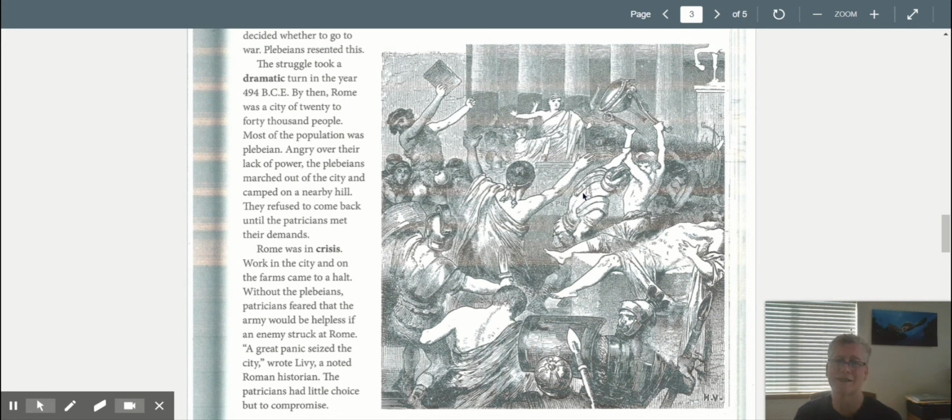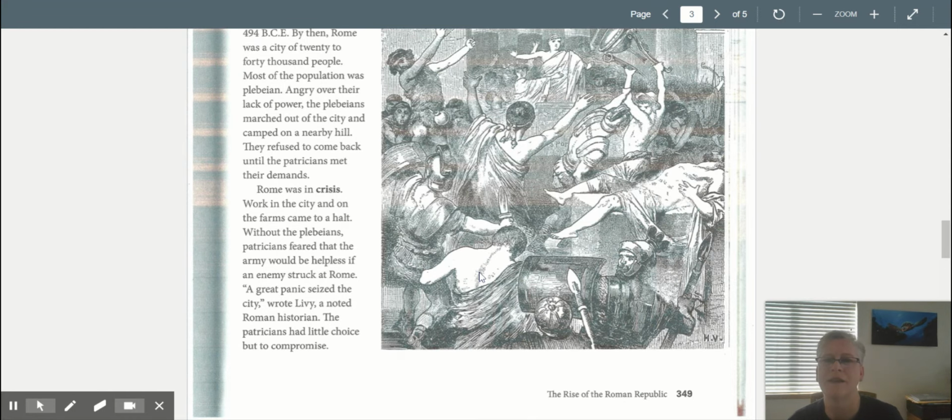Rome was in crisis. Work in the city and on the farms came to a halt. Without the plebeians, patricians feared that the army would be helpless if an enemy struck at Rome. A great panic seized the city, wrote Livy, a noted Roman historian. The patricians had little choice but to compromise.